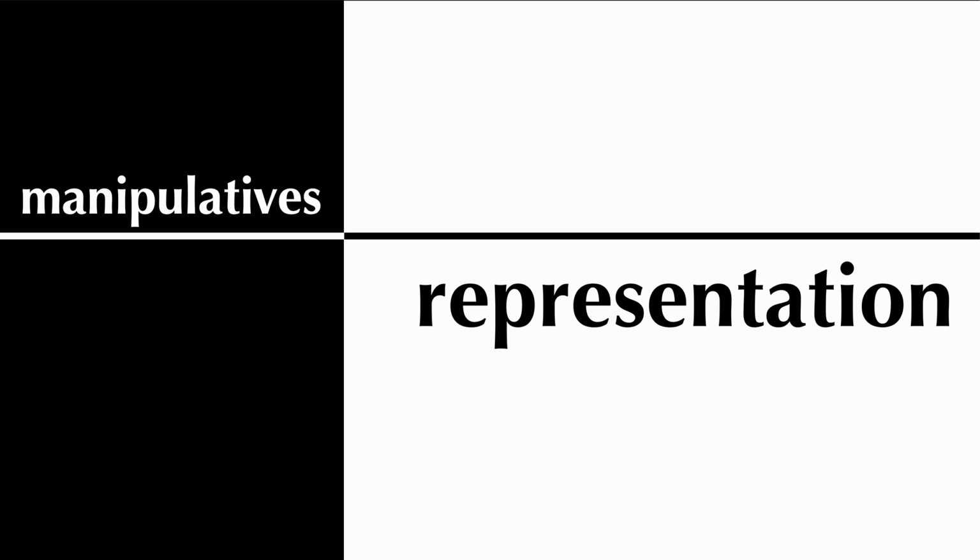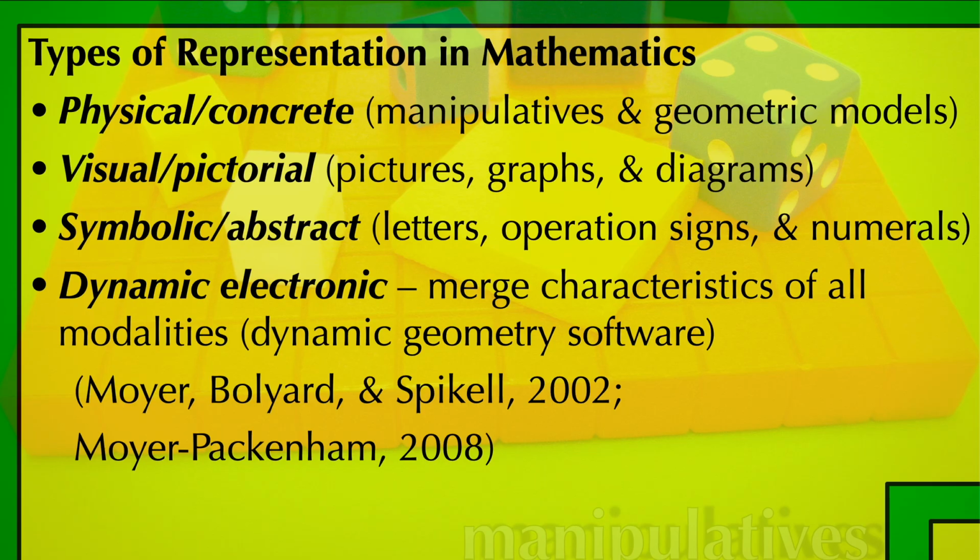And the reason for that is the idea of representation. For those of you who aren't super into mathematics, or who might not know it from an educational background, there are multiple types of representation in mathematics. There's physical concrete, such as manipulatives and geometric models. There are visual pictorial representations. That's through pictures, graphs, and diagrams. Symbolic abstract representations. That's through things like letters, operation signs, and numerals.